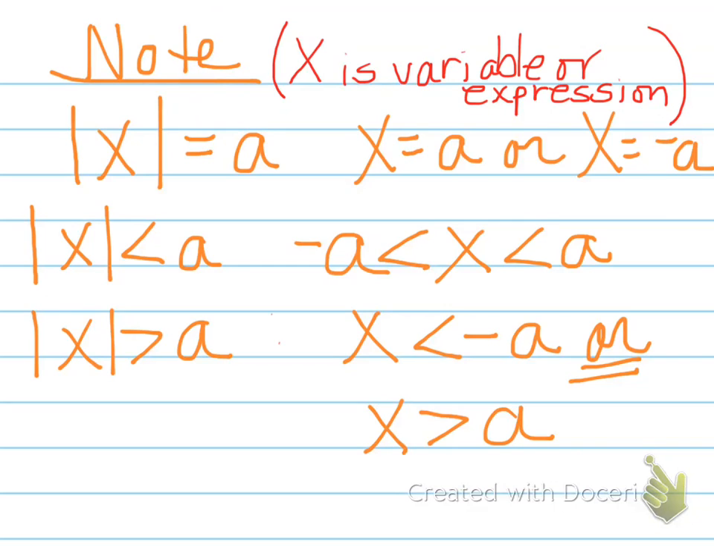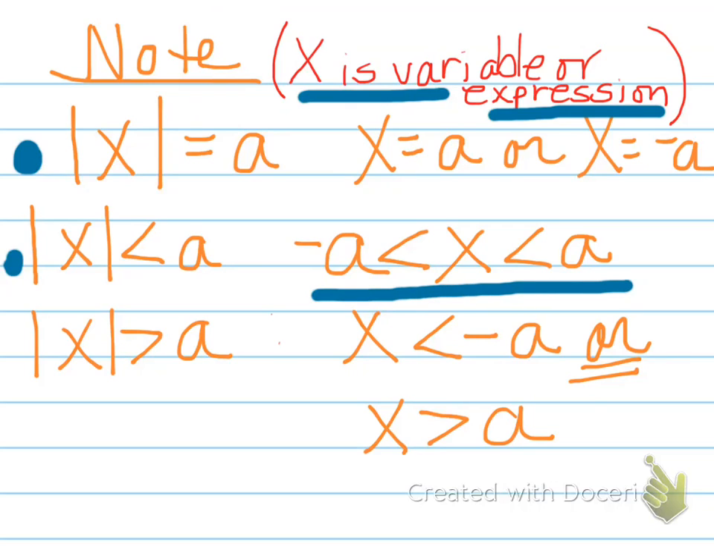Note that we're talking about capital X here, and X is either a variable or a variable expression. If the absolute value of X is equal to A, then X is A or negative A. If the absolute value of X is less than A, we remove the absolute value bars and rewrite that as X between negative A and positive A. Or we could also read this as negative A is less than X, which is less than positive A.